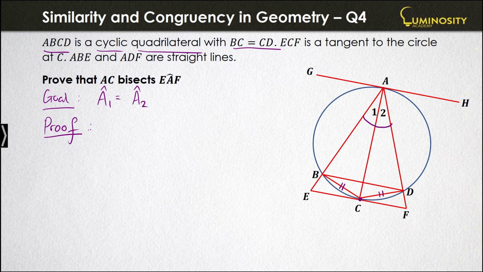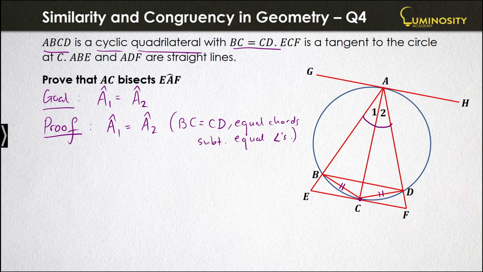Those two angles A1 and A2 are directly related to the chords BC and CD, because the chord BC subtends to the point A and the chord CD subtends to the point A. So I can say that angle A1 equals angle A2, and the reasoning for that is BC equals CD, that was given, and therefore equal chords subtend equal angles. Okay, and that would be my proof to show that those two angles are equal. So this angle A1 is equal to that angle A2.